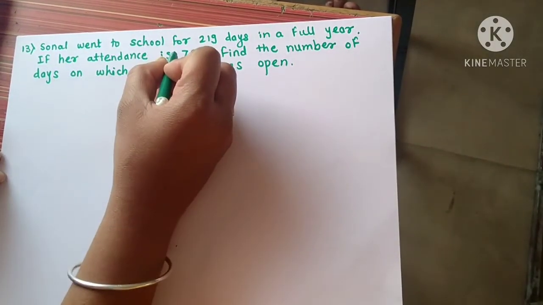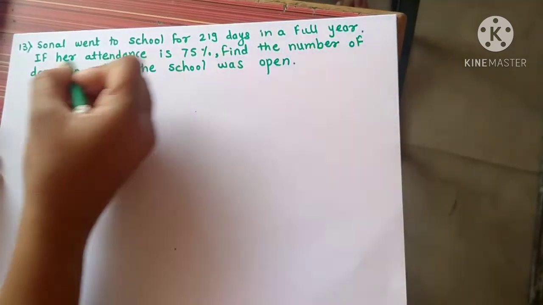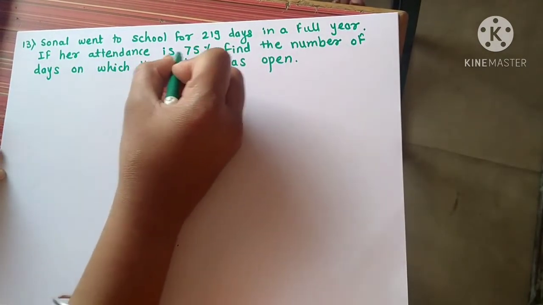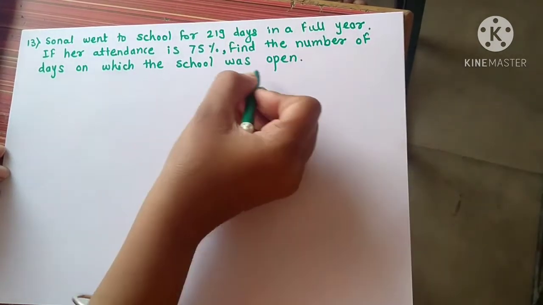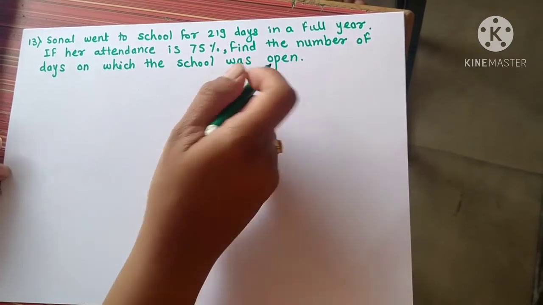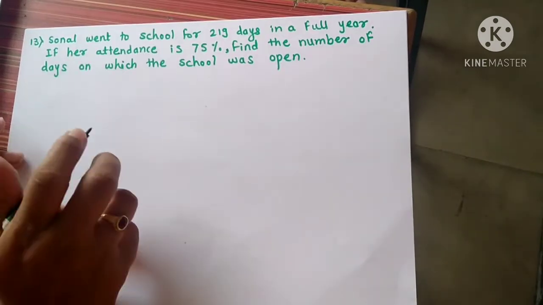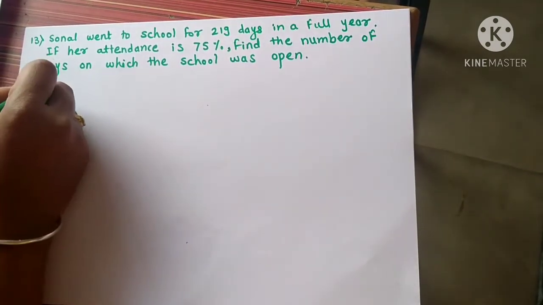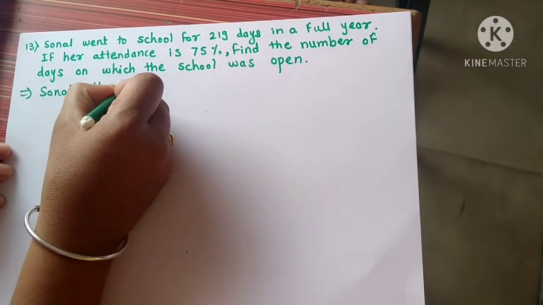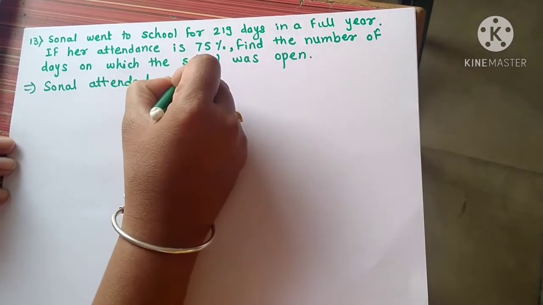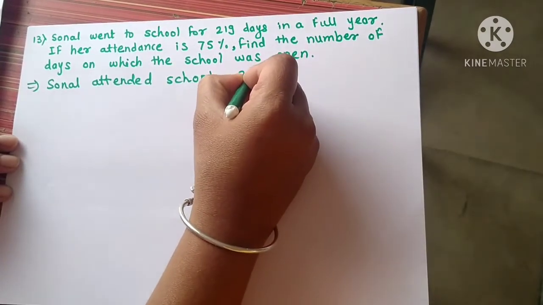Question number 13. Sonal went to school for 219 days in a full year. If her attendance is 75%, find the number of days on which the school was open. Okay students, here we have to find the number of days on which the school was open. So first of all I am going to write Sonal attended. How many days was she attended for school? Attended of school is 219.